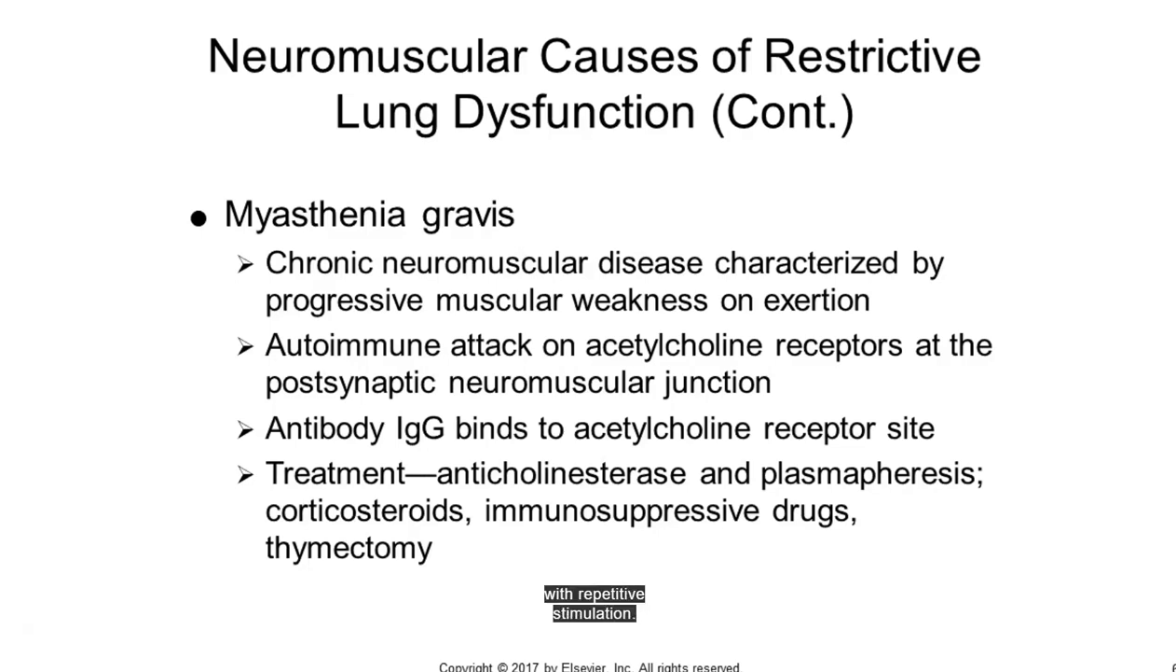with repetitive stimulation. Treatments include anticholinesterases such as pyridostigmine or neostigmine to help improve neuromuscular transmission and increase muscle strength, immunosuppressive drugs to suppress the production of abnormal antibodies, and plasmapheresis to remove abnormal antibodies. Thymectomy is recommended for thymoma and is used to rebalance the immune system.